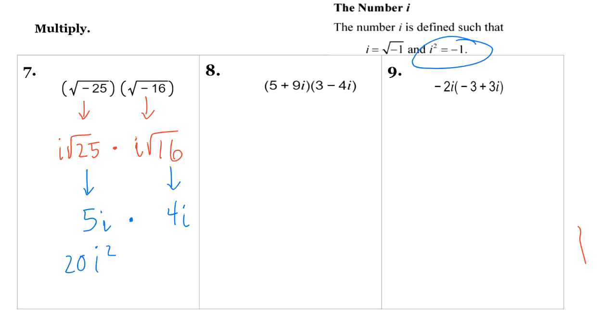Now the rule states that i squared is -1. So whenever I multiply two i's together and get i squared, I'm going to change it to -1 now. 20 times -1, which is -20. I take out the i, simplify the radicals, and multiply. I change the i squared to -1.